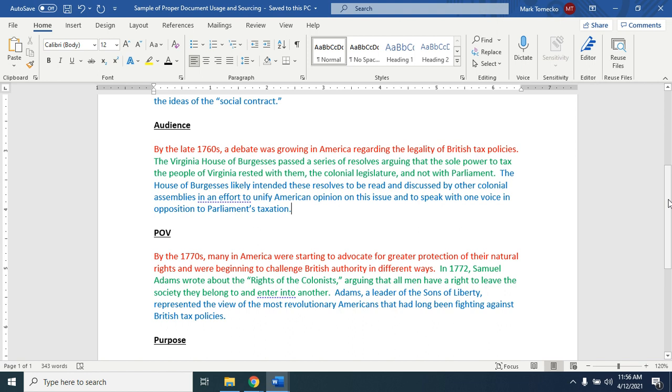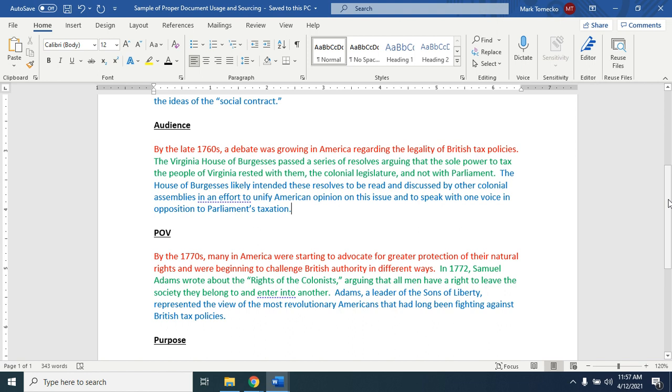All right, notice I did not use the word audience. I didn't say the audience for this was the Burgesses. But by saying they likely intended it to be read and discussed by, that's pretty clear to the reader that this is the audience they were thinking about. And why does that matter that they were writing presumably to the other assemblies? Because they were trying to unify thought on this.